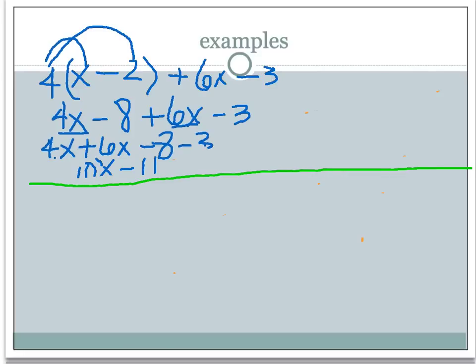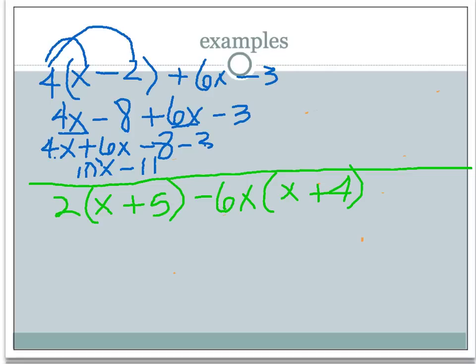Okay, so let's throw in 2 times x plus 5 minus 6x times x plus 4. Okay, first let's get rid of our parentheses. I have 2 times x gives me 2x plus 2 times 5, which is 10, and the plus came from here.